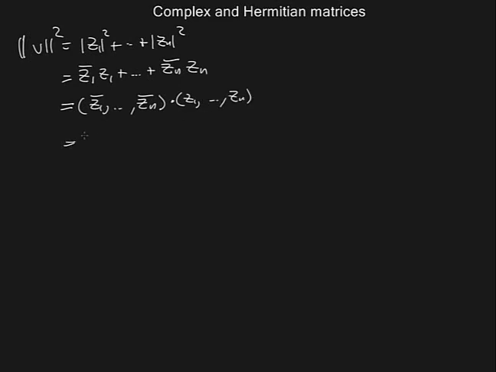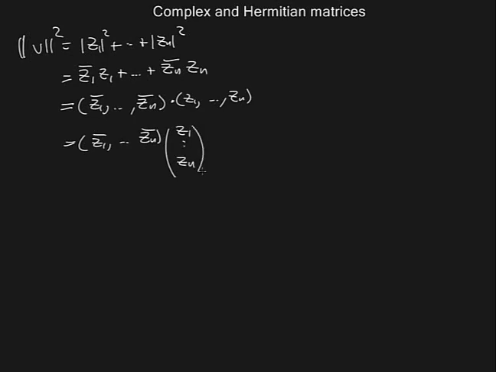Okay, so how do we do that? We want to get absolute z1 squared through zn squared. Well, that's z1 bar z1 up to zn bar zn. And so you just write that as z1 bar up to zn bar dotted with z1 through zn. So it's just like what we had before, except you have to put the bars on one of the terms.